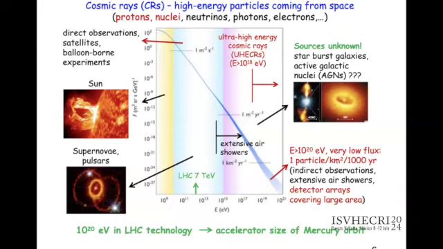For instance, if we want to observe a particle of more than 10^20 electron volts, the flux is so low that one will be able to detect one particle per square kilometer per 1,000 years. That means that we really need huge detector arrays that cover large areas.